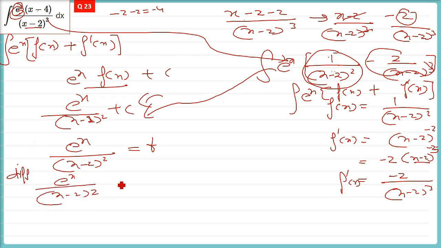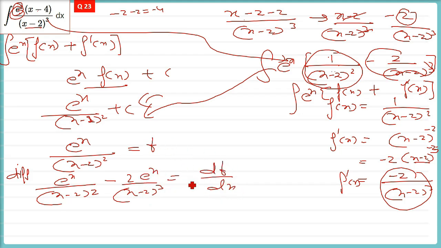We are differentiating e raised x. We are applying the product rule here. Now we'll differentiate 1 by x minus 2 whole square, and that will come as negative 2 divided by x minus 2 whole cube. E raised x will remain there. Equals dt by dx, because we are differentiating here. We are taking e raised x common here: 1 by x minus 2 whole square minus 2 by x minus 2 whole cube.